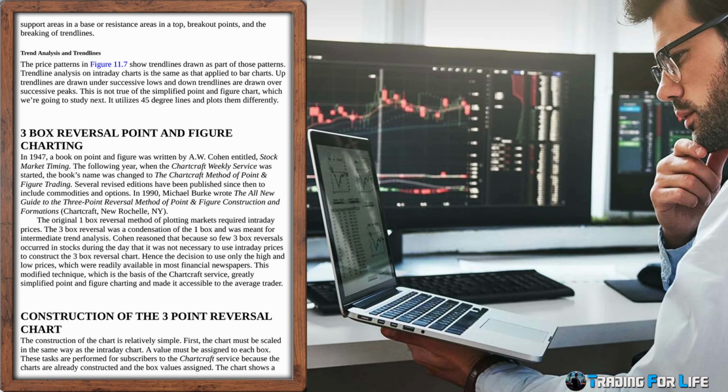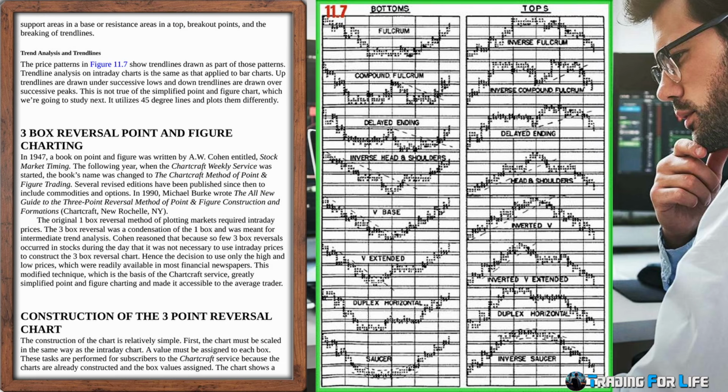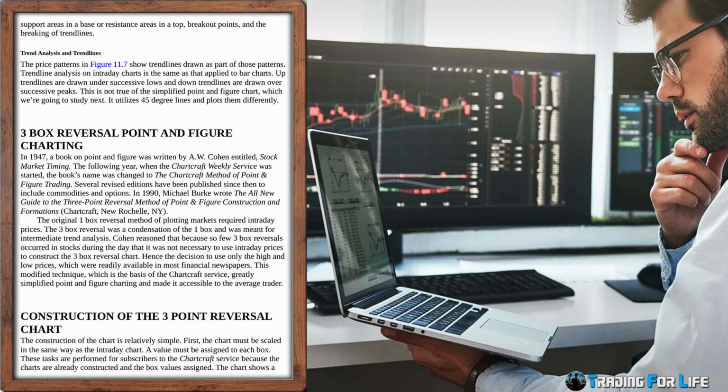Trend analysis and trend lines. The price patterns in Figure 11.7 show trend lines drawn as part of those patterns. Trend line analysis on intraday charts is the same as that applied to bar charts. Up trend lines are drawn under successive lows, and down trend lines are drawn over successive peaks. This is not true of the simplified point and figure chart, which we're going to study next. It utilizes 45-degree lines and plots them differently.